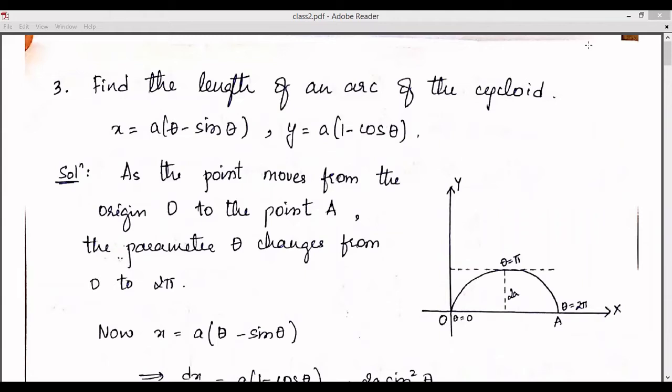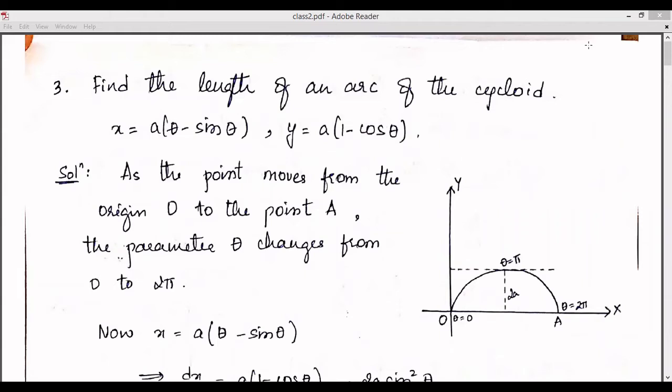And in the last class, we have done two problems, one from Cartesian form and another from polar form. And today, let's deal with parametric form. Let's start off with the third problem. Find the length of an arc of the cycloid.